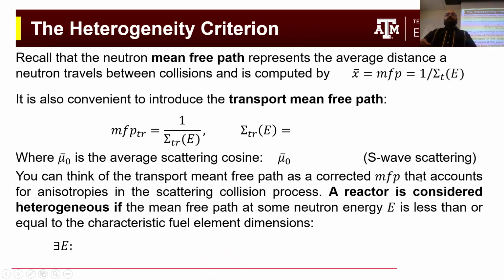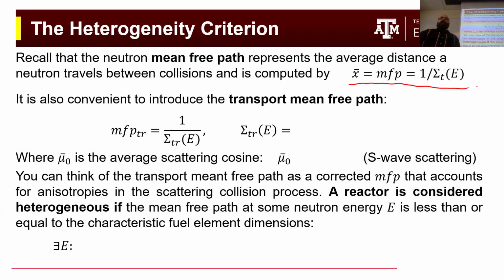To consider a reactor type to be heterogeneous, we have a very simple criterion called the heterogeneity criterion, and it's all based on the mean free path, how far neutrons travel between interactions as they're moving through your reactor. We've already seen how to calculate the mean free path as 1 over the total cross section. So that's this definition.